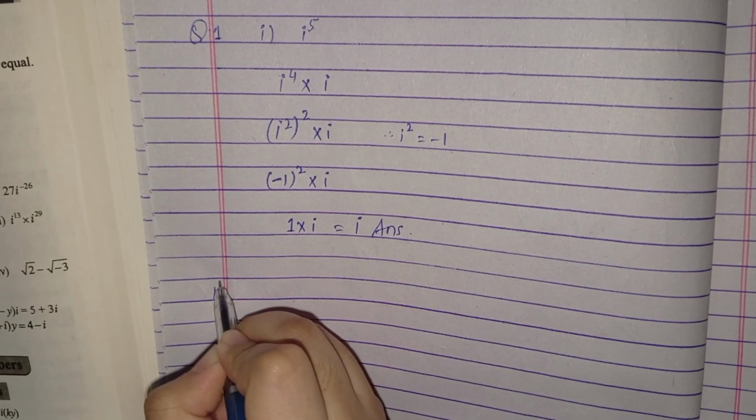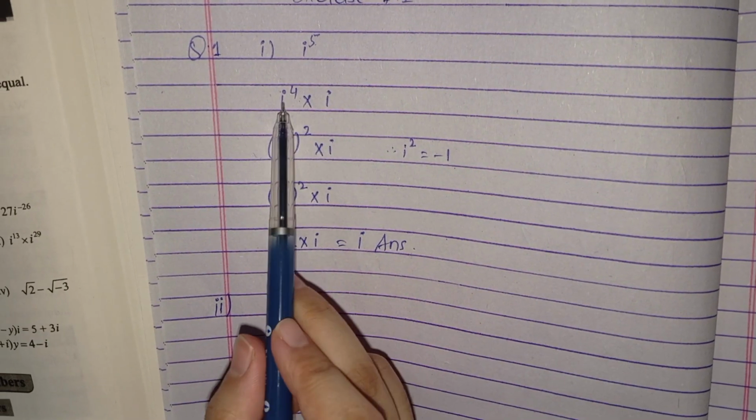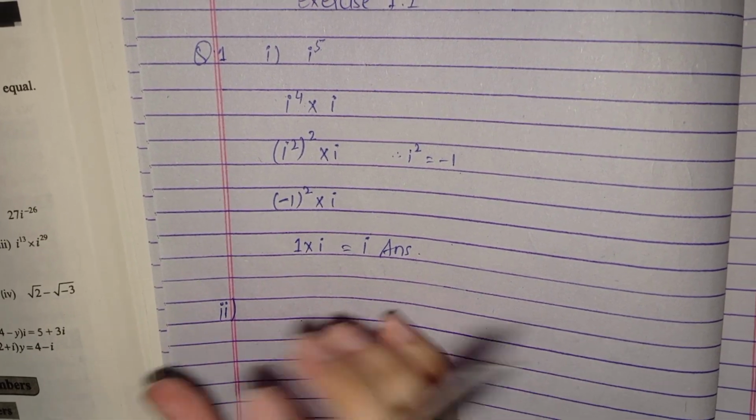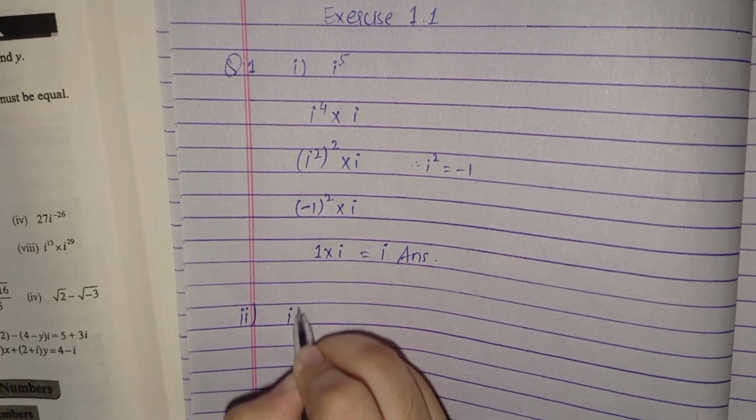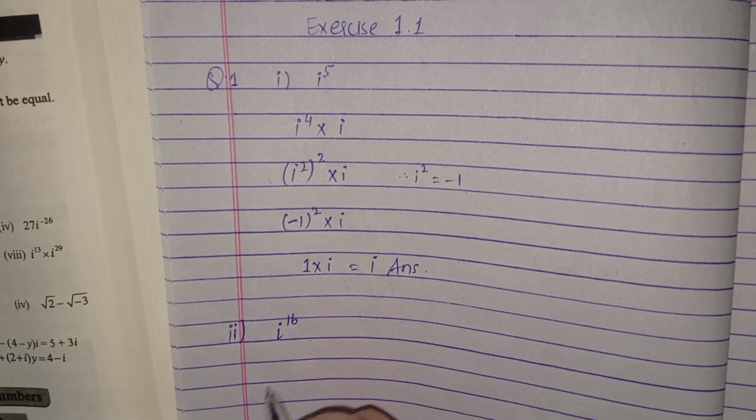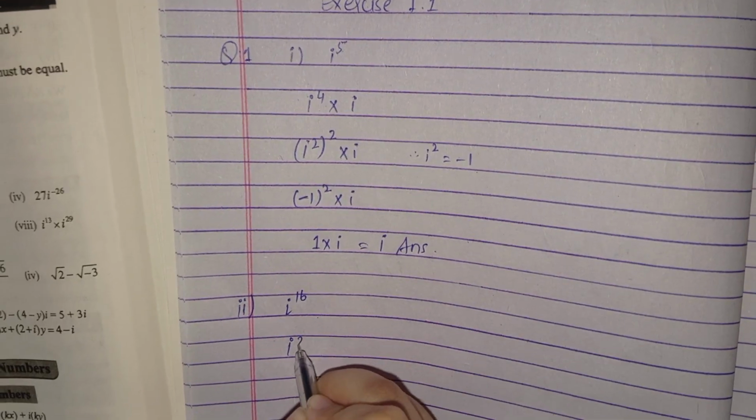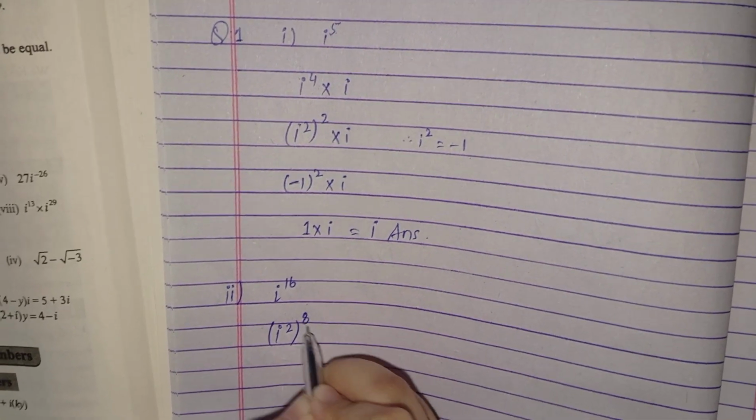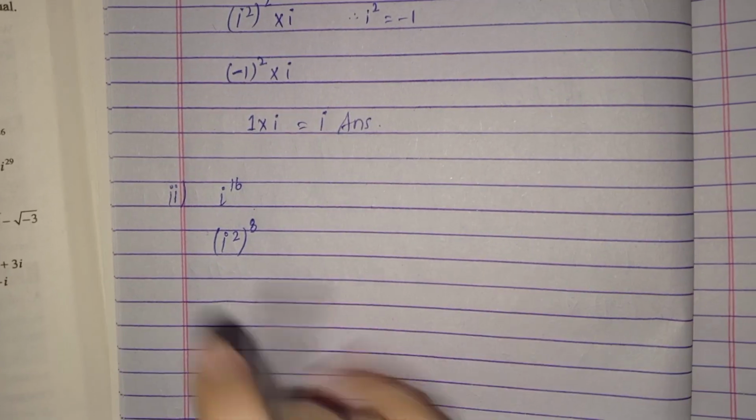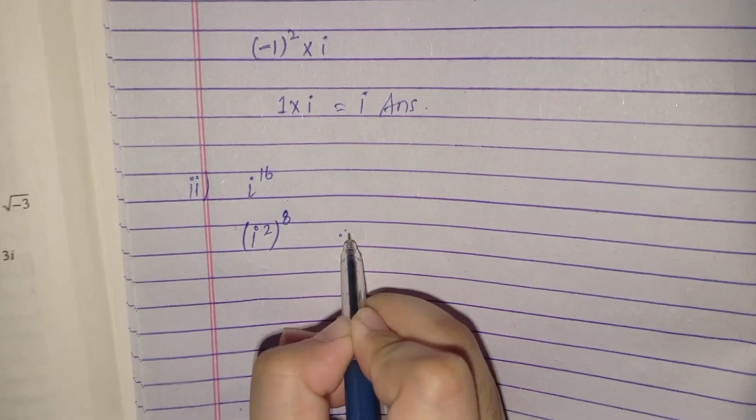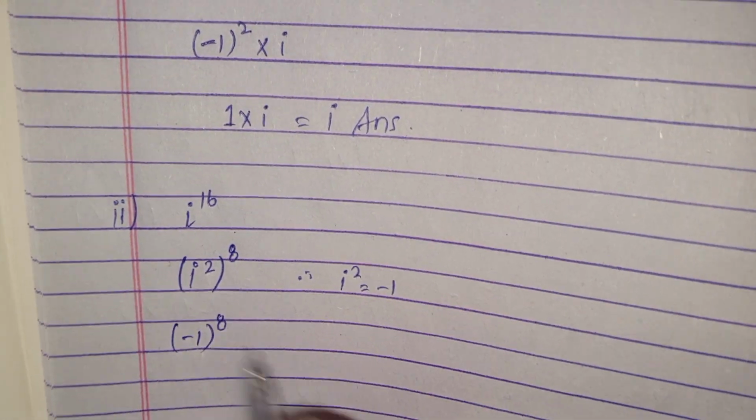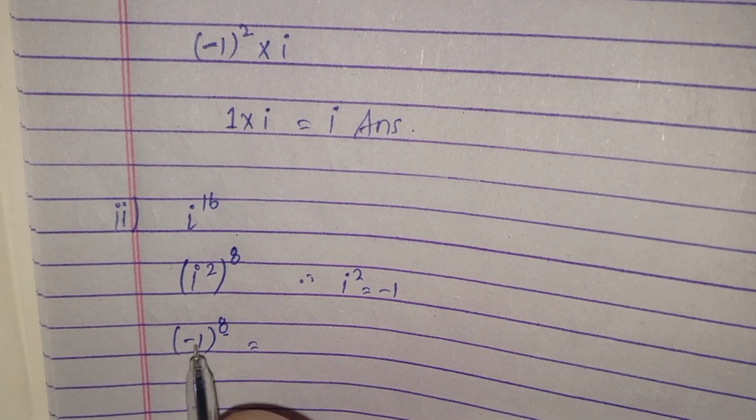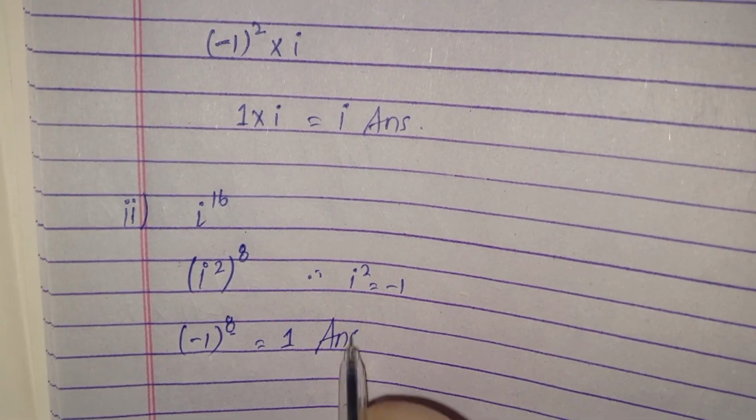Okay, now part 2. Now everything is clear to you, like all the steps I have mentioned above. Now I'll simply solve the questions and you will identify everything on your own. Iota power 16: we know that 16 is a multiple of 2, so we can simply write iota raised to power 2 and raised to power 8, because 16 comes in the table of 2, of course. So we know that iota square is equal to -1. In the next step, (-1) power 8, which is an even power, so it will be 1. This is my answer.